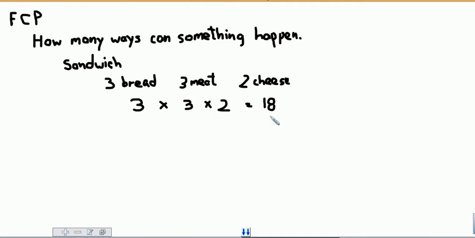You see this all the time with how many different outfits can I make given a certain number of pants or shirts and shoes. Just multiply all your choices together. Fundamental counting principle says if I multiply them all together, I can figure out how many ways they can happen.